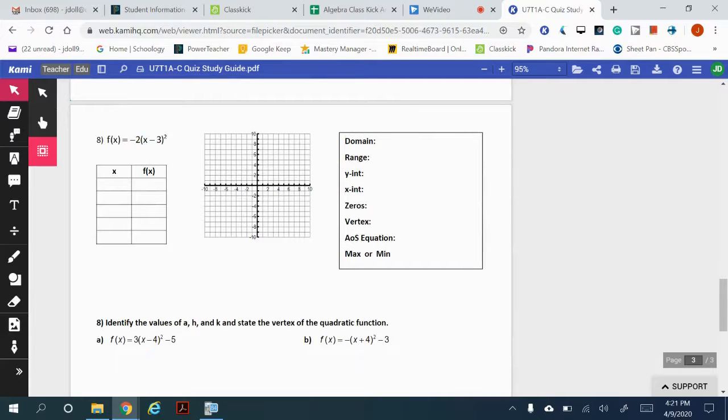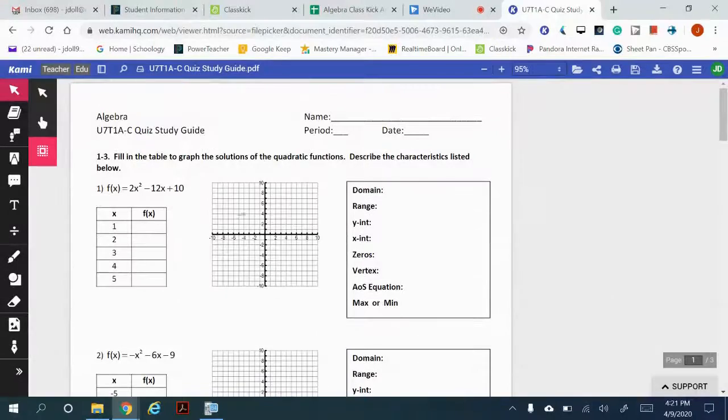Oh, there's 2 number 8s. Well, I just realized that. But you know what? 8's a good number, so we'll go with that. So let's start with number 1 here.